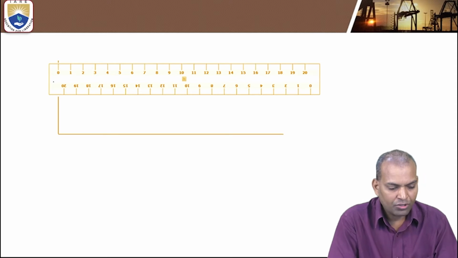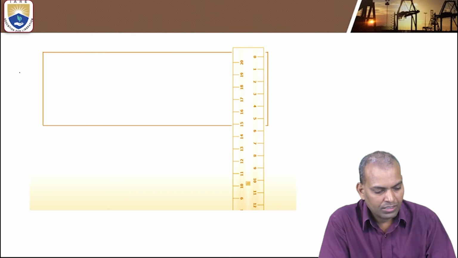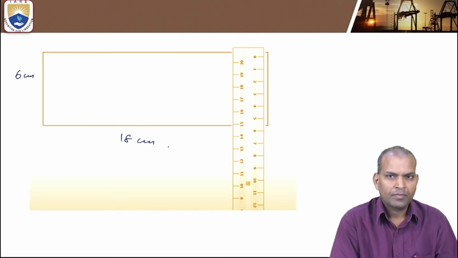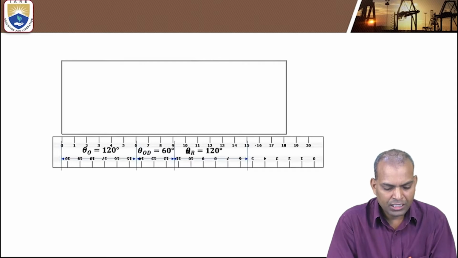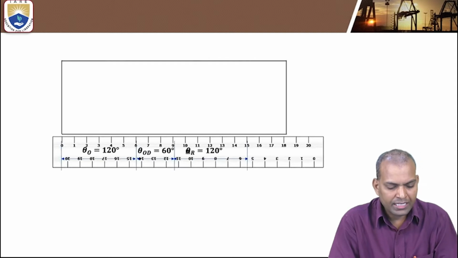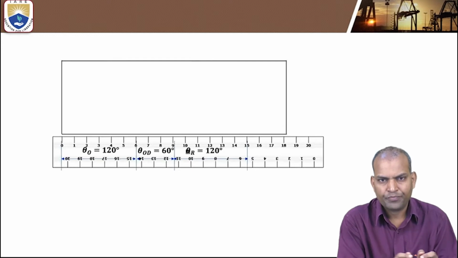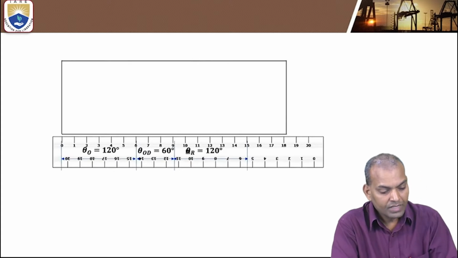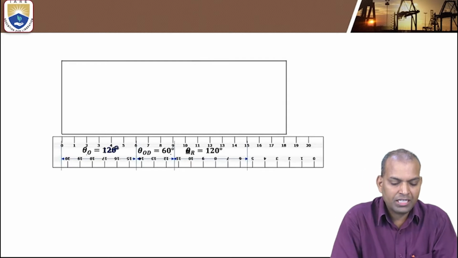The third step, we have to draw the complete box. This is 6 centimeters and it is 18 centimeters. After drawing this, we have to divide the 18 centimeters into partitions. The 18 centimeters is the sum of the partitions: theta outward stroke, theta outward dwell, theta return stroke and theta return dwell. So theta outward stroke is 120 degrees, theta outward dwell is 60 degrees.